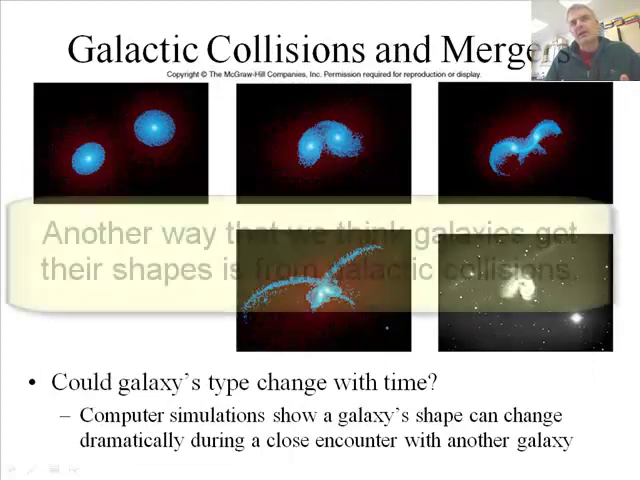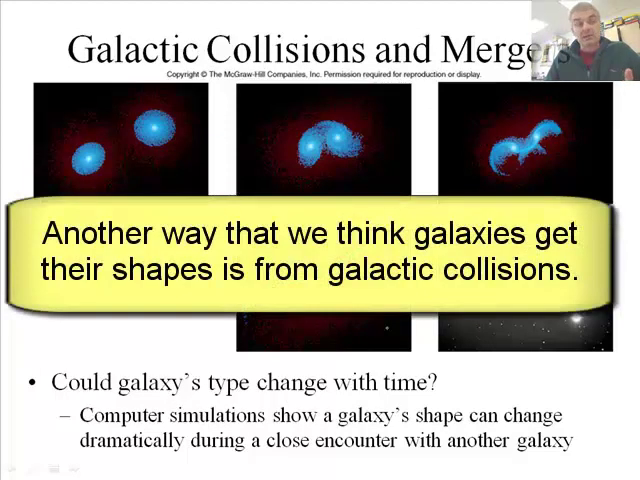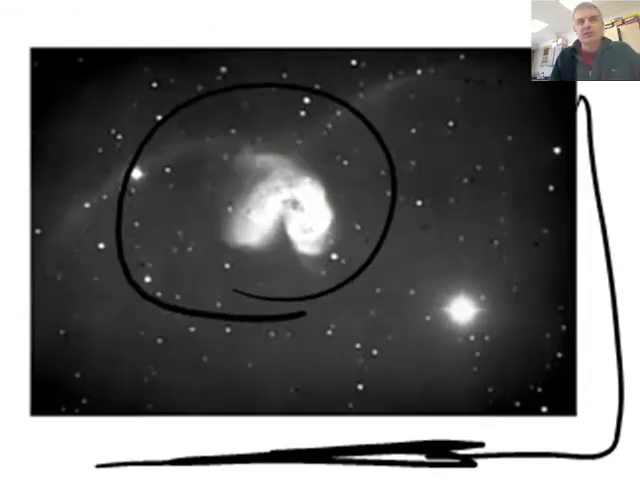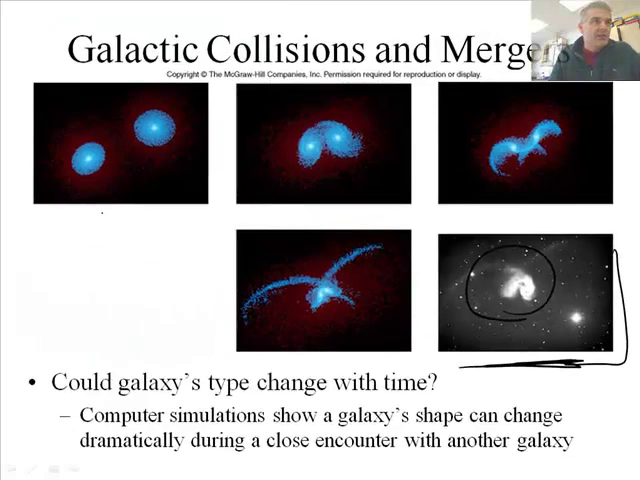Now, another thought on how galaxies form is by other galaxies interacting with them or colliding. So sometimes a galaxy will collide. Let's take a look. This picture right here is a picture of a real galaxy, and it looks pretty cool, doesn't it? There have been some computer simulations done. These are not real pictures up here.